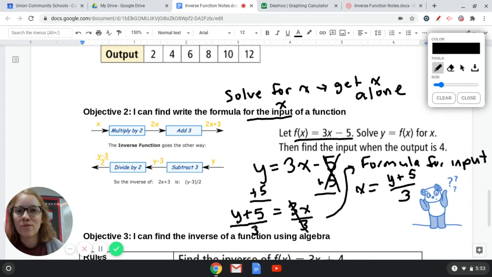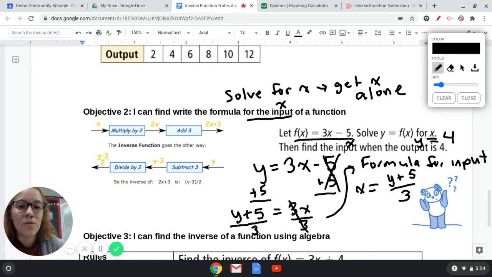So this is kind of backwards. It's the inverse of how we normally look at equations, because normally we have it solved for y, and here we solve for x. So now we need to find the input. And remember that input is the x, when the output is 4. And remember, the output is y. So we're looking for when y equals 4, what is x?